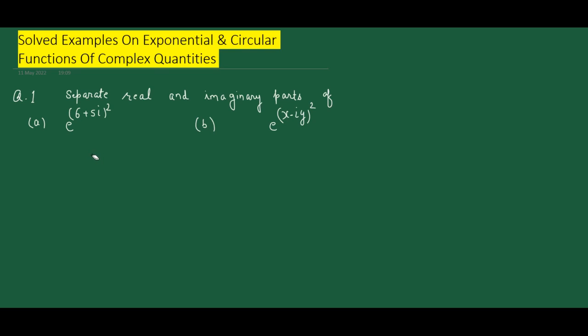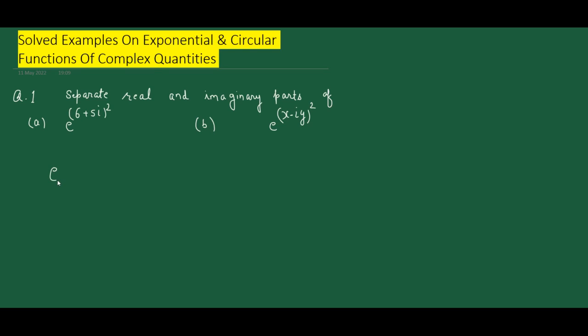First is e raised to power (6 plus 5 iota) whole square, and the second is e raised to power (x minus iota y) whole square. So we have to separate the real and imaginary part of these complex numbers. Okay, so let's start the solution of the first part.